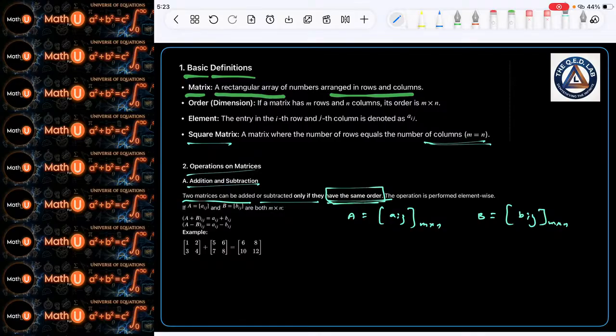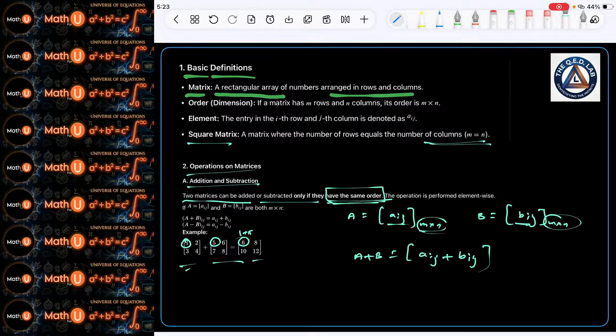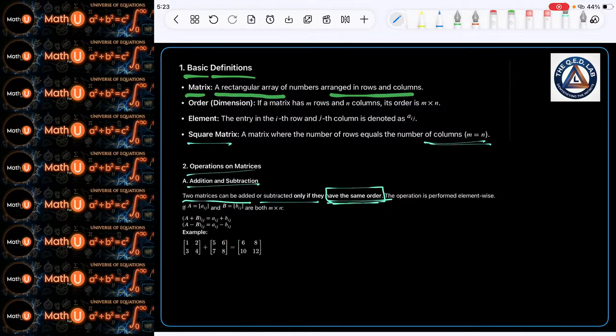If both orders are the same, then A plus B is equal to adding corresponding elements, the same position elements: Aij plus Bij. In general, we can consider one example. If you consider this example, we get 6. Similarly 2 plus 6 we get 8, 3 plus 7 we get 10, 4 plus 8 we get 12, like that. This is the addition of matrices.